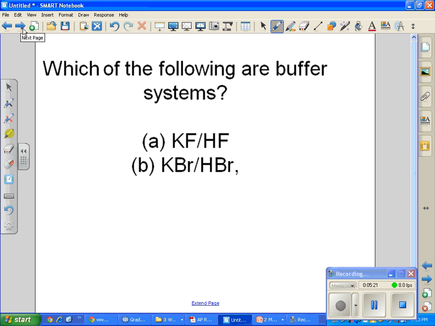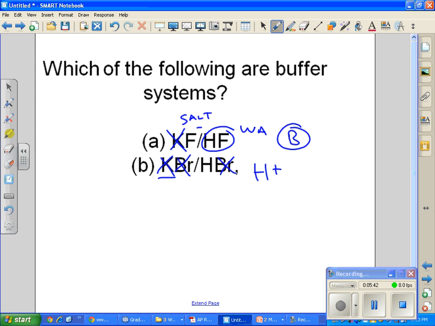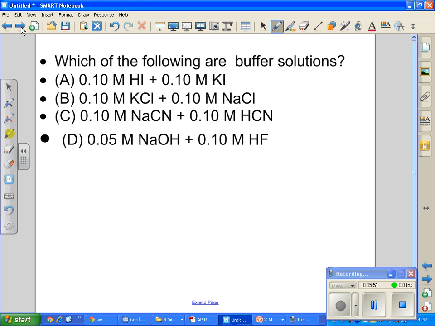First thing you do is cancel the heartbreakers. If I look right here, K is a heartbreaker. I'm good. I have a weak acid, HF, and F minus is its salt. So that would be a buffer system. If I look here, K is a heartbreaker, Br is a heartbreaker. The only thing I'm left with is H plus. So that is an acidic solution. There's nothing to take care of the base. Remember, a buffer has to have a component that takes care of the acid and the base. So you have to apply this several times.